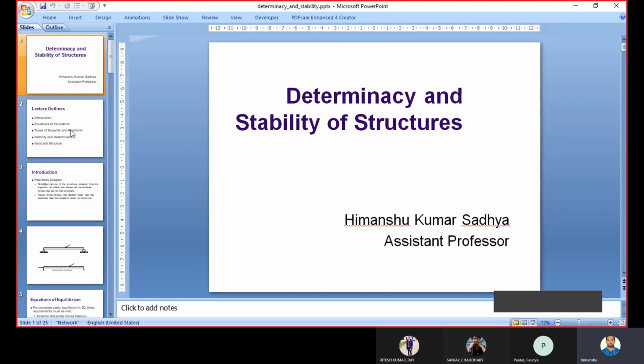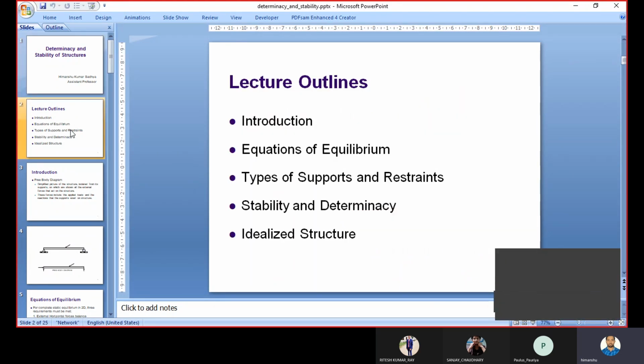Stability of structure. So this is the outline of our lecture. In this lecture, we are going to cover these topics: the introduction, then the equation of equilibrium, types of supports and restraints, and stability and determinacy, and then the idealized structure.